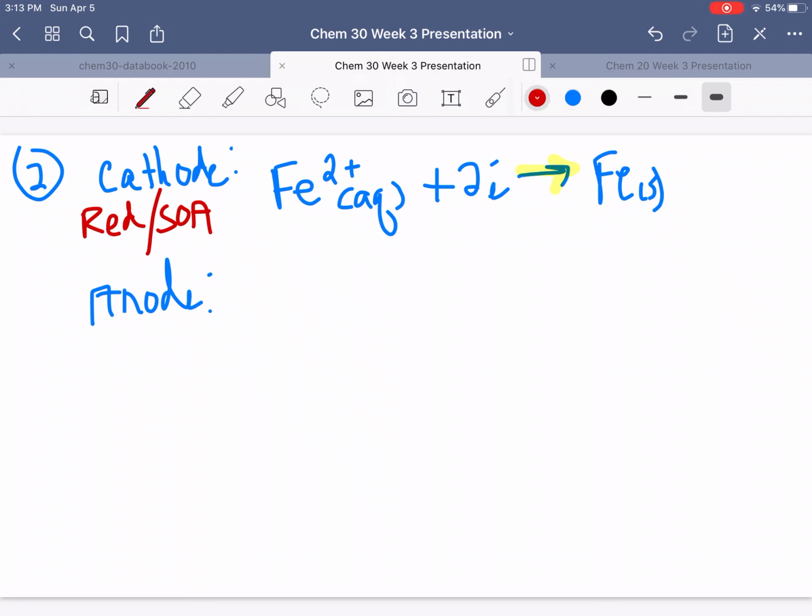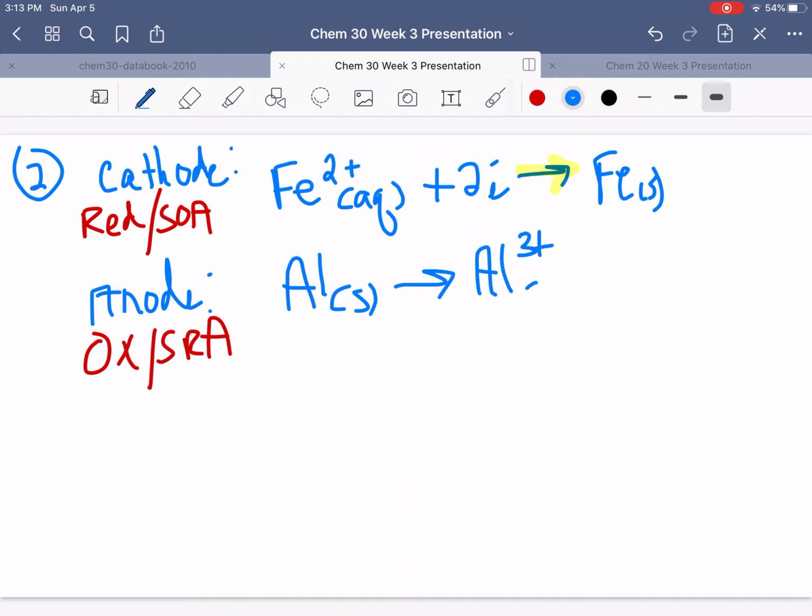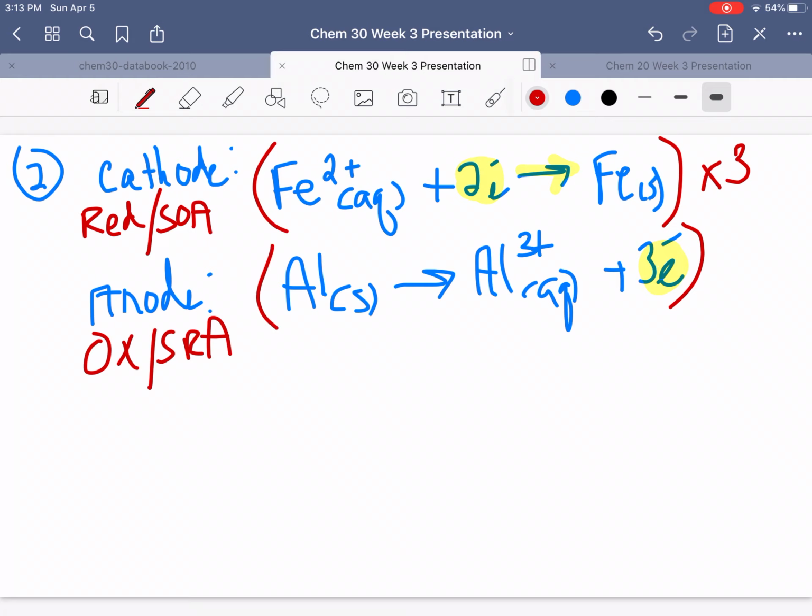The anode is going to be an oxidation reaction, which is the strongest reducing agent, which means going through this is our aluminum. So aluminum solid is going to lose electrons to become Al3+ plus 3 electrons. Now take note, our electrons are not balanced. We have 2 going in and 3 going out. This goes back to what you had to do in previous lessons. I need them to balance out, which means I'm going to multiply the cathode's reaction by 3 and the anode's reaction by 2. That way I'll have 6 electrons gained and 6 electrons lost.